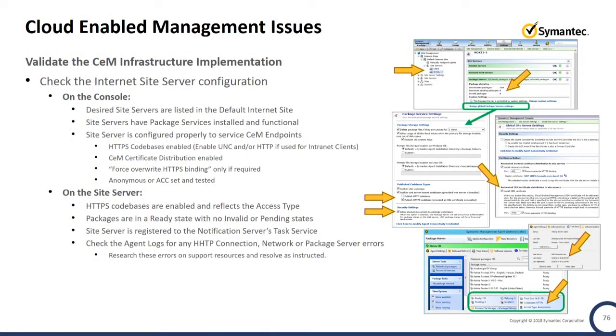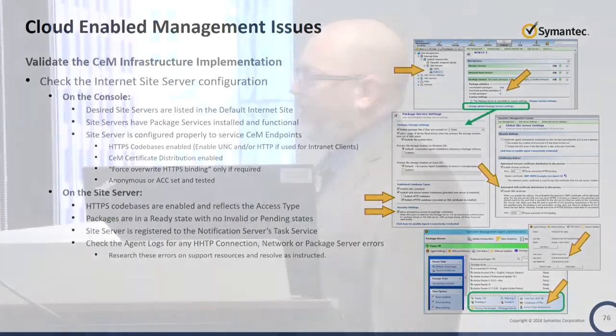On the actual site server itself, ensure that your HTTPS code bases are enabled. If there's a secondary policy for that specific site server, make sure that's enabled, HTTPS code bases. Make sure all your packages are ready. So look at the agent on your internet site server and make sure that it reflects exactly what the policy is. So if you've enabled HTTPS, make sure that it says it right in the bottom of the agent policy under the package server tab. Okay, and this would also apply to just standard package server troubleshooting, right? Anything that happens here when it's out on the internet and it's cloud enabled, it's the same behavior whether it's intranet or internet, either way.